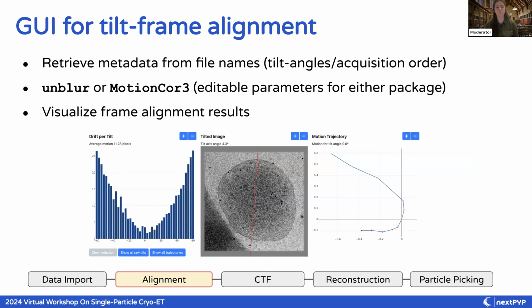for this. So the way we do this is we default to using unblur, but as has been mentioned before, we now support MotionCor3 as well. But you can visualize the results in the interface here. So you have your tilt angle on this axis here, and the average motion in pixels on the y-axis. And you can see this looks kind of typical for what you would expect of a successful alignment, where you have less motion at lower tilts and more motion at higher tilts. You can also see your tilt axis angle estimation on an image of that tilt image. And then you can get a motion trajectory for each tilt angle. And these plots here will change as you scroll over here, but you'll see that more in the practical tomorrow.